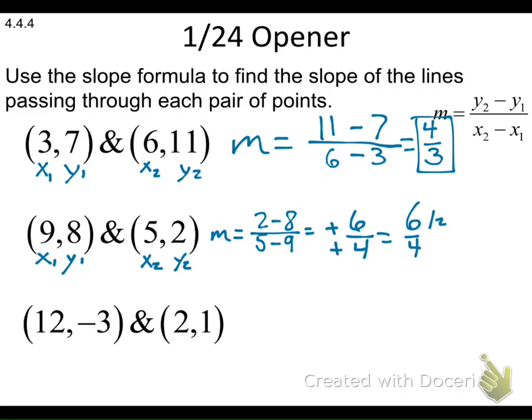So I'm going to divide top and bottom by 2. 6 divided by 2? 4 divided by 2? Perfect. So our slope is positive 3 over 2.